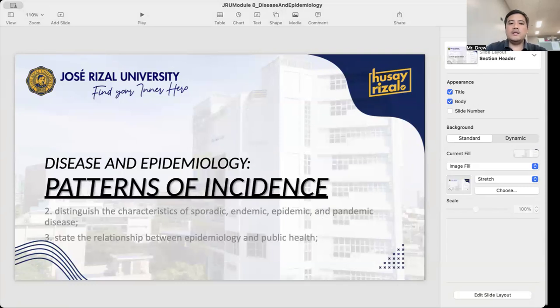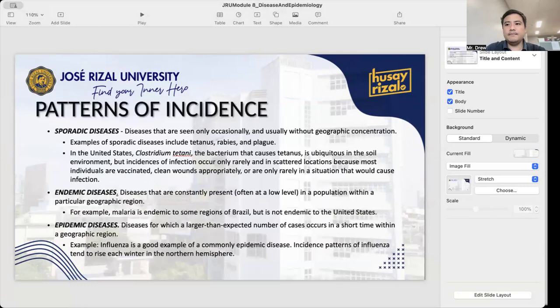Okay, let's go to disease and epidemiology, patterns of incidence. Sporadic diseases occur occasionally, like rabies and tetanus. Endemic disease is constantly present in a region, for example, malaria in Brazil. Epidemic disease is larger than expected cases in a short period, like seasonal influenza.